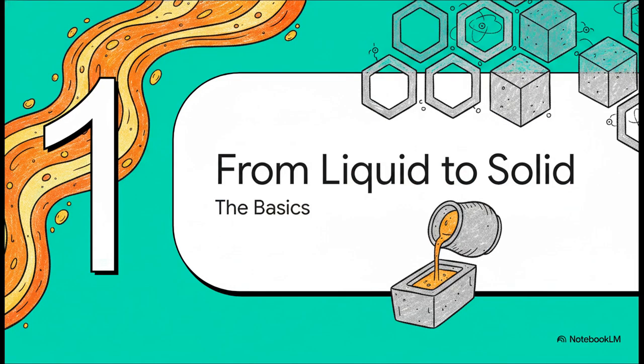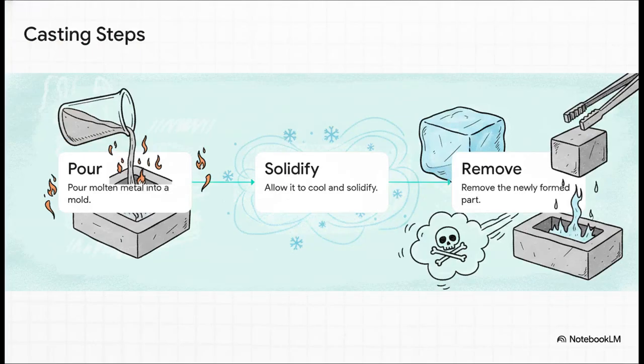All right, Section 1, from liquid to solid. So, it's super important to understand that molten metals don't just dry like wet paint on a wall. They undergo a profound structural change at the atomic level. Now, the textbook process is simple enough, right? Step 1, pour molten metal into a mold that has a cavity of your desired shape. Step 2, allow it to cool and solidify. And Step 3, remove the newly formed part. Simple. But the magic, and honestly the danger, lies entirely in Step 2.